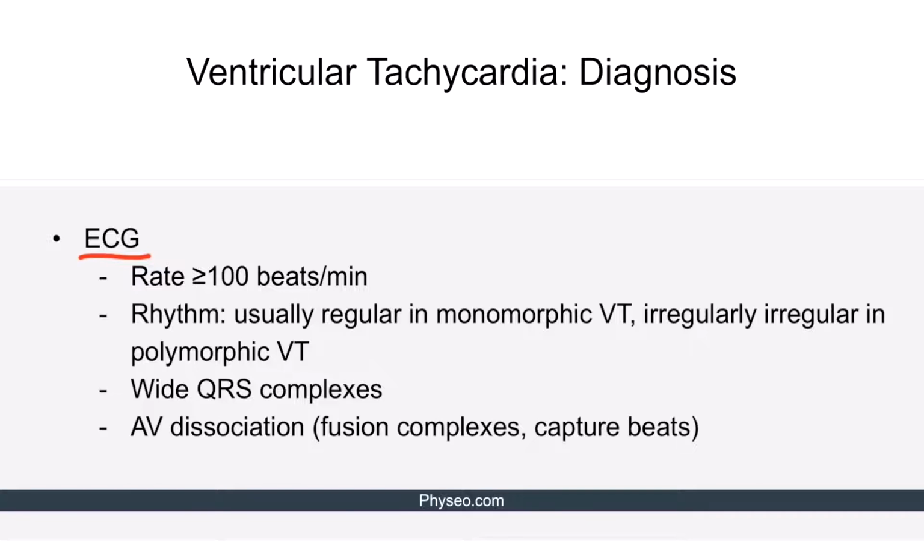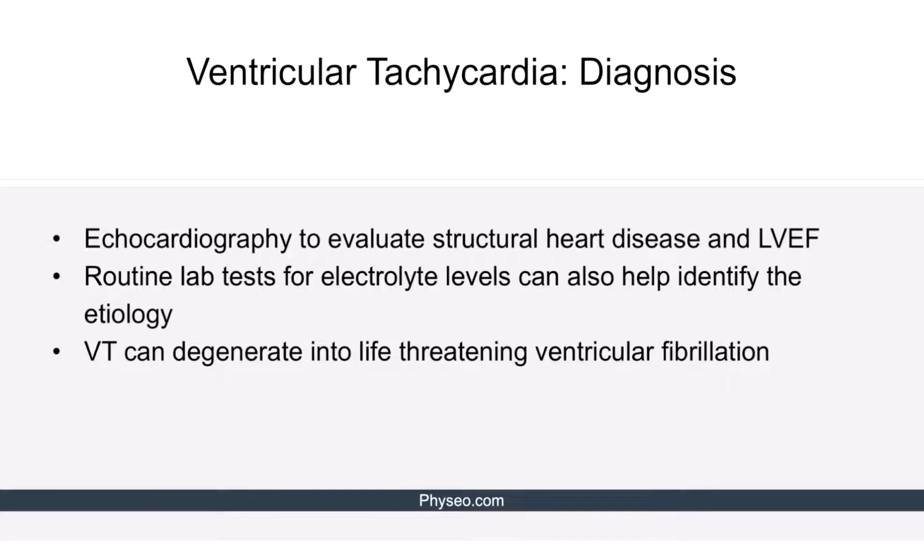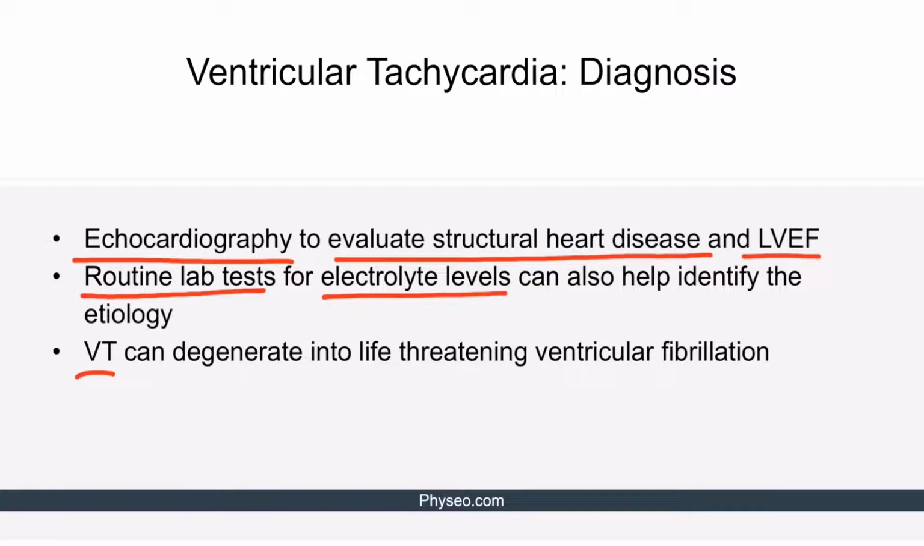While an ECG is required for diagnosis acutely, imaging studies such as echocardiography need to be performed to identify the underlying cause of the ventricular tachycardia. Commonly, lab tests of electrolyte levels such as magnesium, potassium, and calcium are also useful. Ventricular tachycardia can often degenerate into life-threatening ventricular fibrillation.